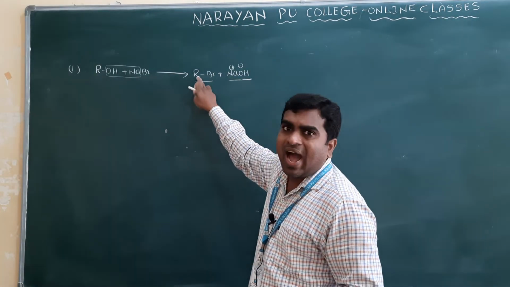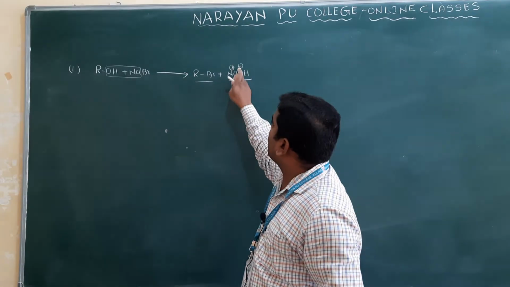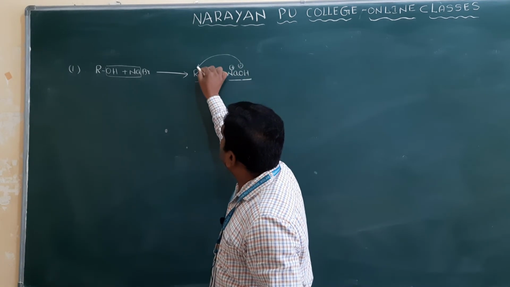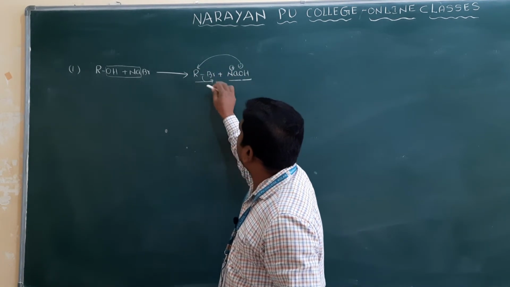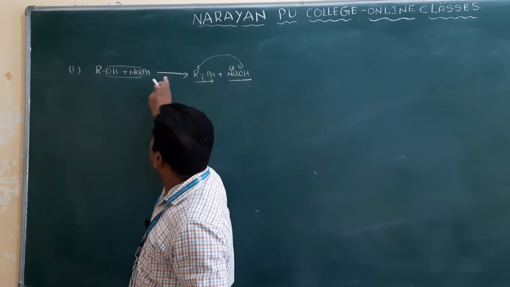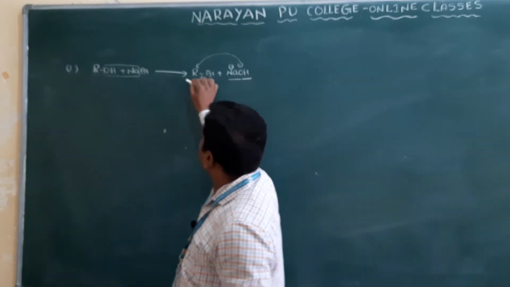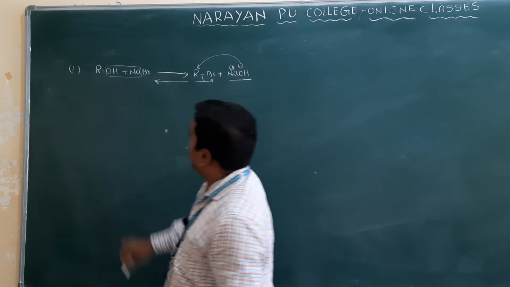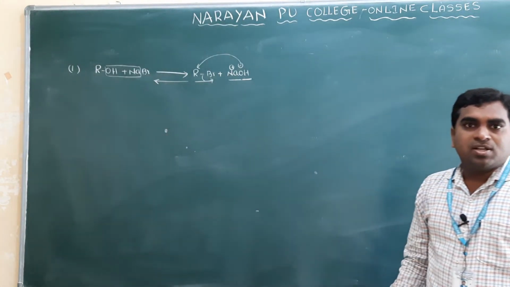Here which one is there? Alkyl bromide. If a strong nucleophile is there, then it will attack the carbon and bromine will be removed, NaBr will be formed, and ROH will again be obtained. It means when the reaction takes place, it again goes in the backward direction. Clear? So that's why.